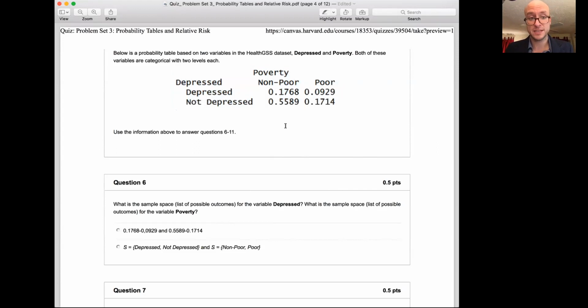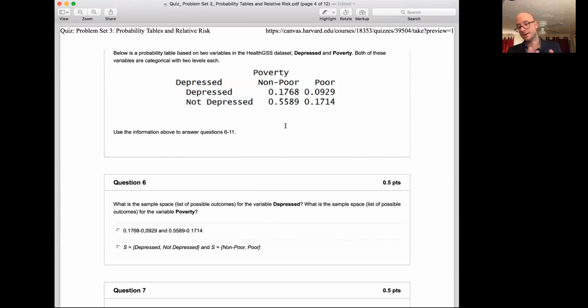You have a 56% chance of being in the non-depressed and non-poor group. You have a 17% chance of being in the poor and non-depressed group. And you have a 9% chance of being in the poor and depressed group.